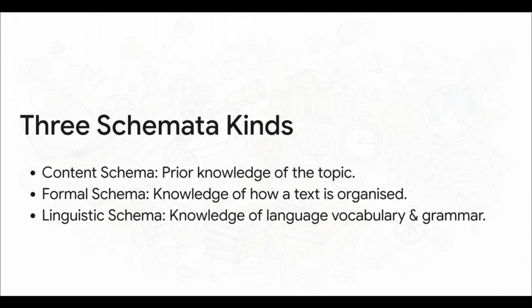To process all this information, our brain essentially uses three specific tools, or schema. First up is content schema. This is your prior knowledge of the actual topic itself. Second is formal schema, which is your understanding of how different texts are organized. Like you inherently know that a fairy tale has a plot and characters, while a science lab report is going to have data and conclusions. Third is linguistic schema, your knowledge of the vocabulary and grammar of the language itself.